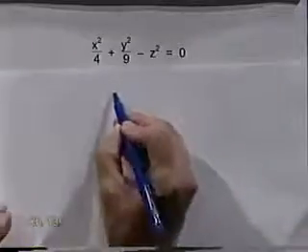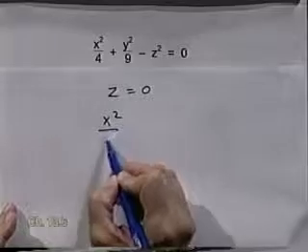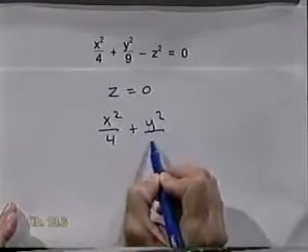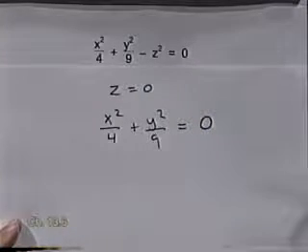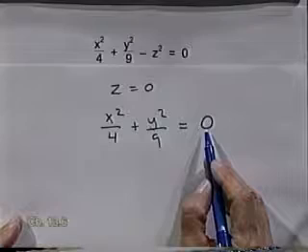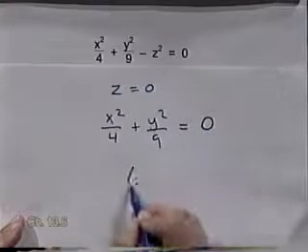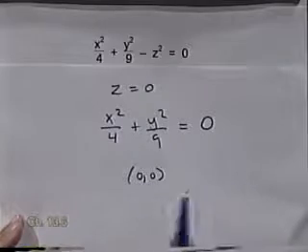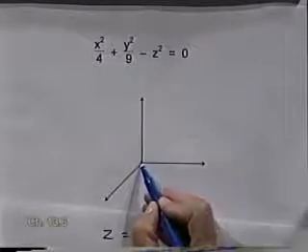Let's let z be 0. If z is 0, I have x squared over 4 plus y squared over 9 equals 0. What is that? It's a circle of radius 0. It's a point. It's the point 0, 0. So if you want to look at the xy plane where it's crossing the xy plane, it's crossing the xy plane right here. That's it.